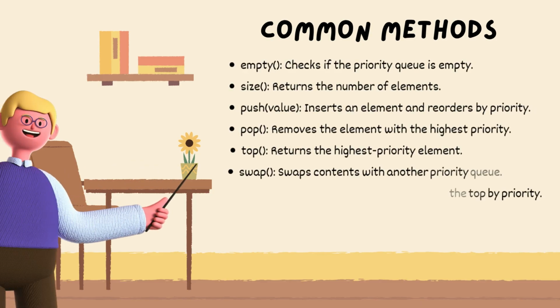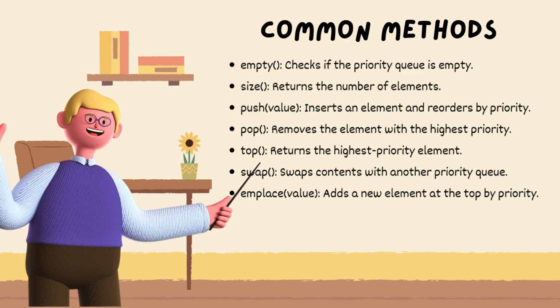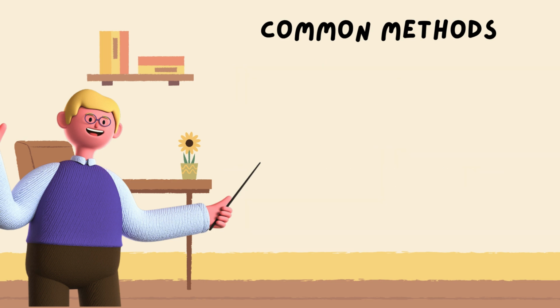Some common methods used in priority queues include empty, to check if the queue is empty. Size, to get the number of elements. Push, value to insert an element and reorder by priority. Pop, to remove the highest priority element. Top, to view the highest priority element. Swap, to swap contents with another priority queue. Emplace, value to add a new element at the top by priority.